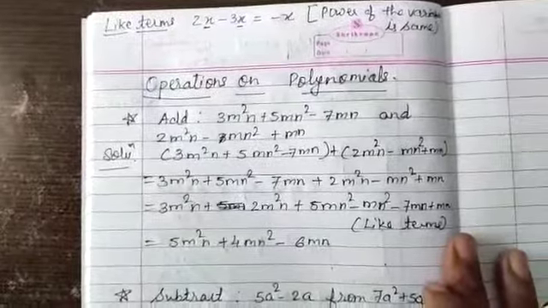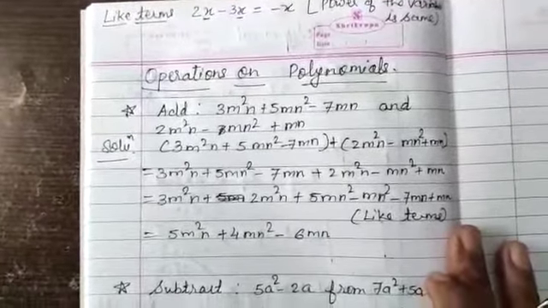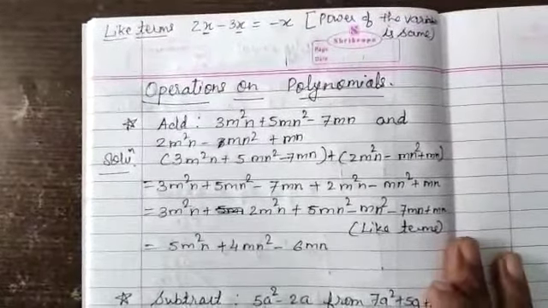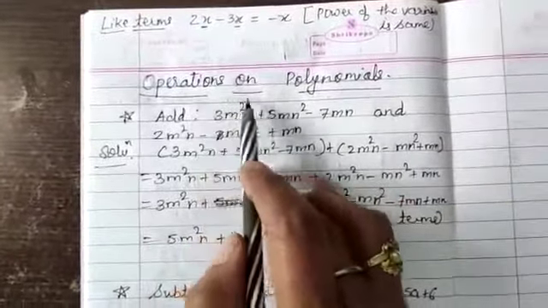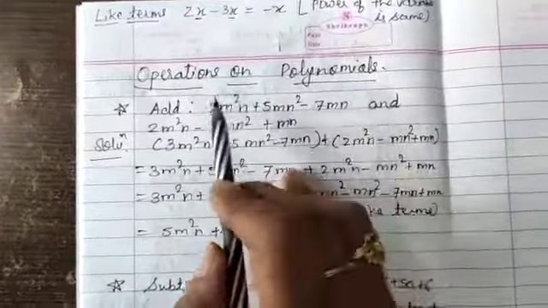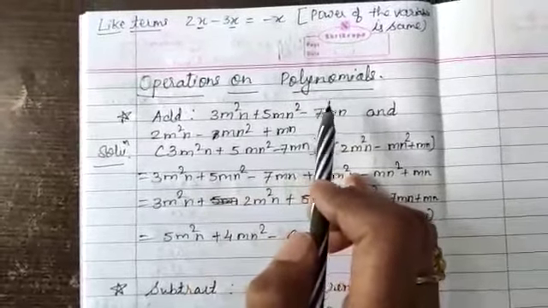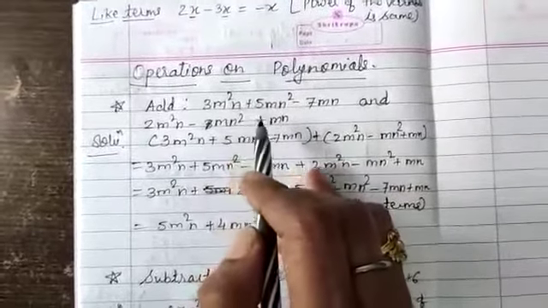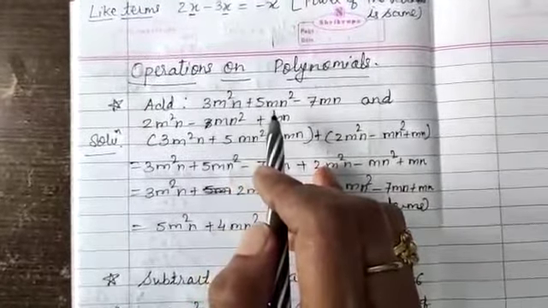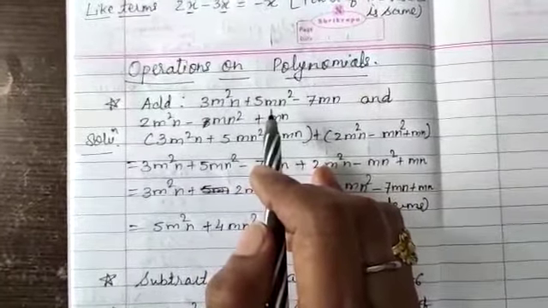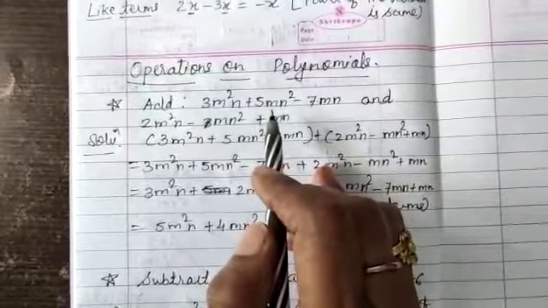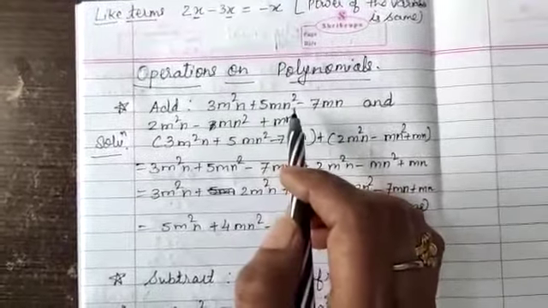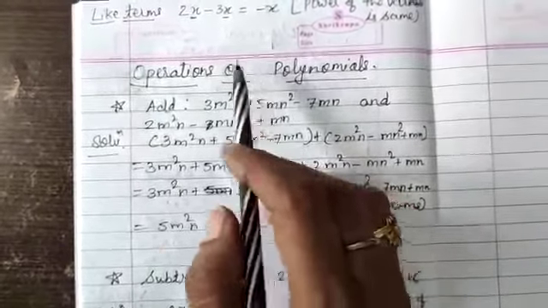Now children, let us learn how to add and subtract the polynomials. Means the topic which we are going to study now is operations on polynomials. Means how to add, subtract, multiply and divide the polynomials. Okay. Now addition, subtraction, multiplication and division of the polynomials is same as we are adding and subtracting the algebraic expressions. Okay. And for that you must know what is meant by like terms.